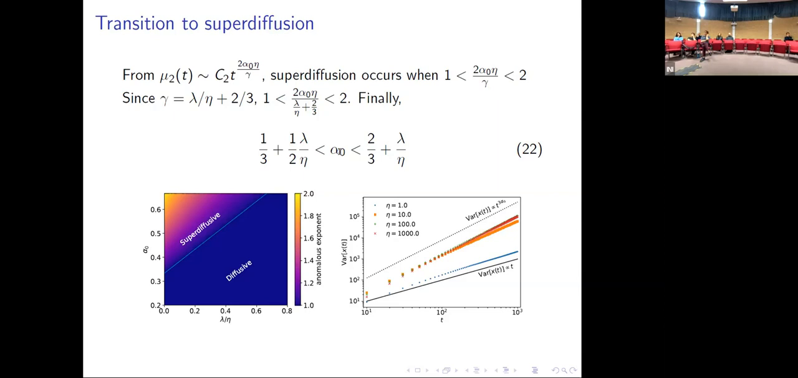And here it's a Monte Carlo simulation of the variance of the particle positions, demonstrating that we can obtain superdiffusion as we increase the rate at which the particle leaves the rest state. Intuitively it makes sense, right? The shorter amount of time that you spend in the rest state, the more superdiffusion you experience. Actually, as eta approaches infinity, you revert back to the case when you didn't have rests.